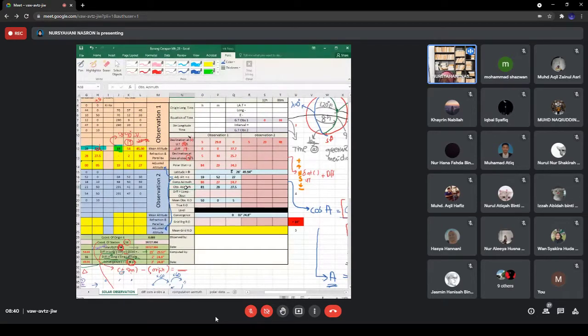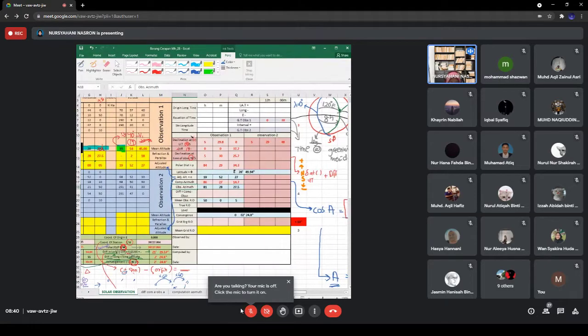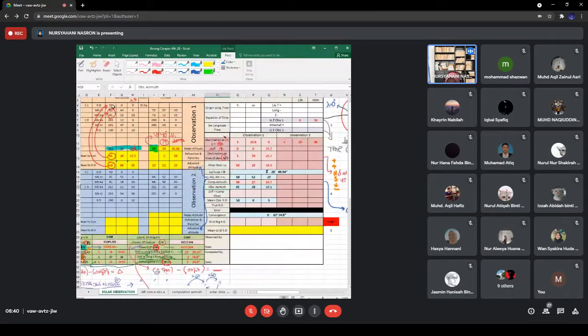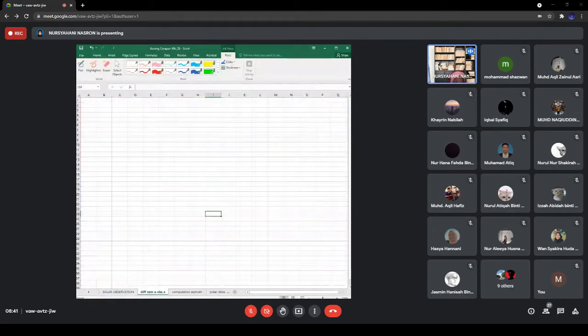Okay, from the compass. So you assume from station 2 to station 1, you assume as 50 degree. Then you observe the sun, and you get the mean of the sun azimuth as 81, 28, 27.5. Okay, this is by your compass.